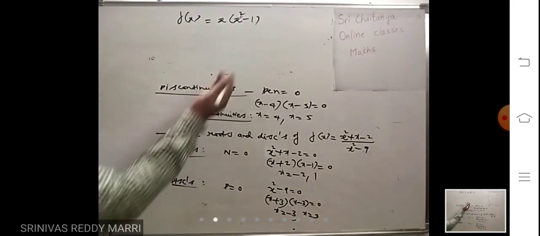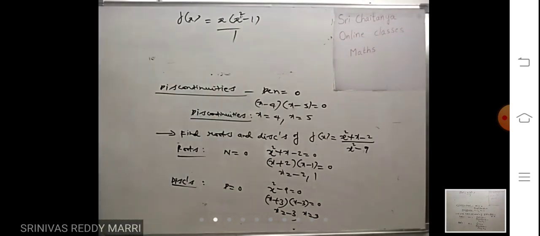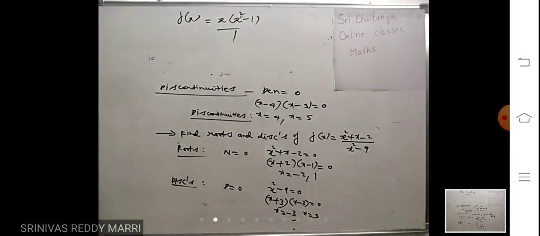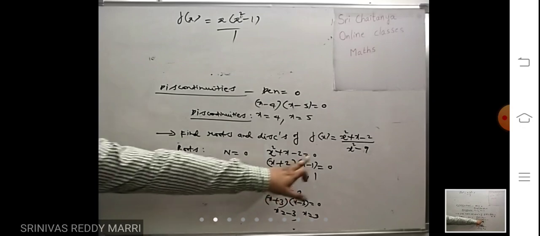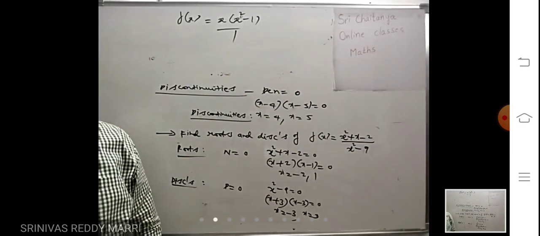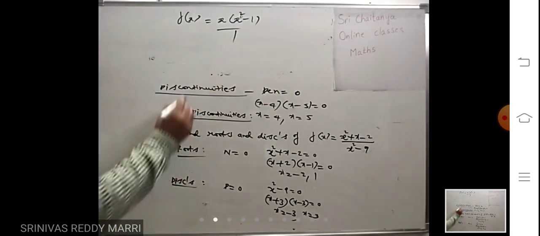If you look here, what is the denominator? Nothing is there, only 1 is there, so it cannot be 0. As there is no variable denominator, there won't be any discontinuities, because the denominator here is 1. How can it become 0? It will not. So no discontinuities.